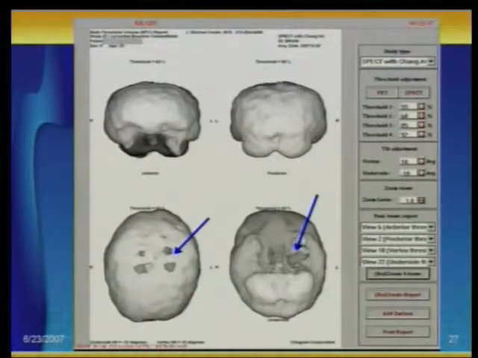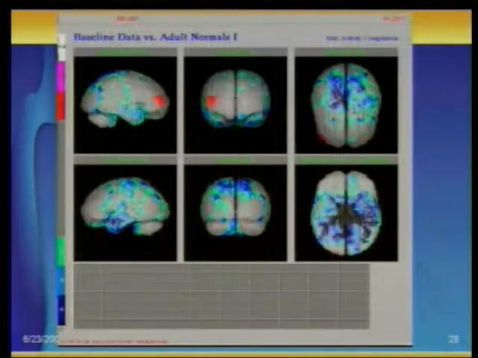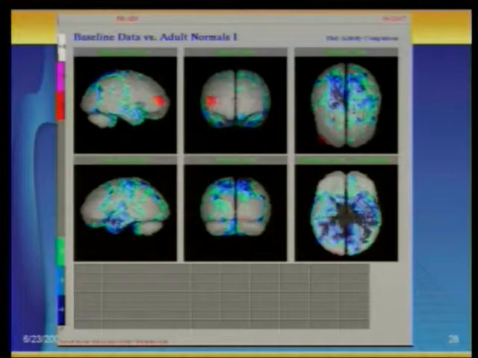Now notice there isn't much of an abnormality over here. It's just a little bit in the temporal lobe, just something in the top of the brain over here. Looks pretty good, and this child is functioning quite well. That sort of fits. But if we really compare it with a database, well, quite frankly, there's more of those blue areas that are going on in this person's brain.